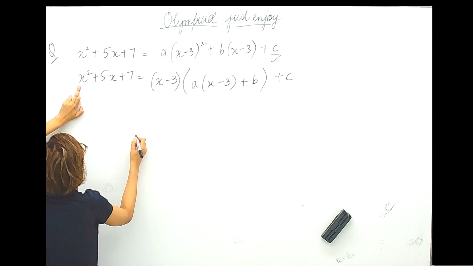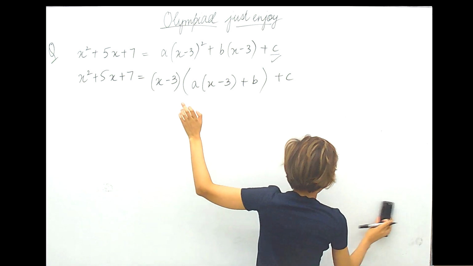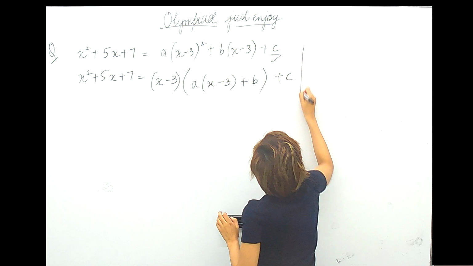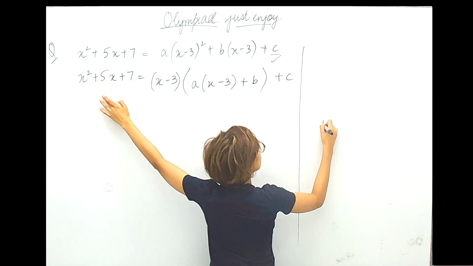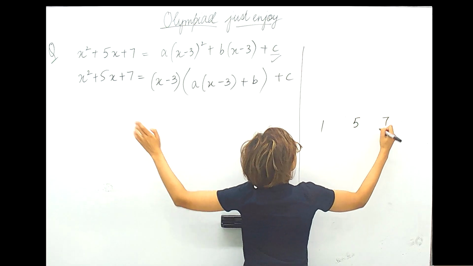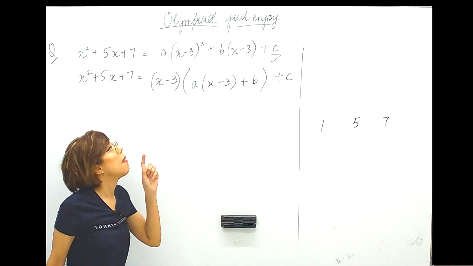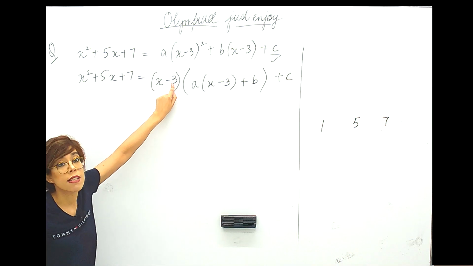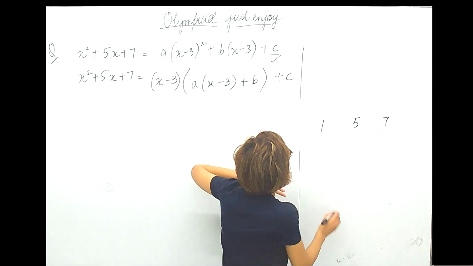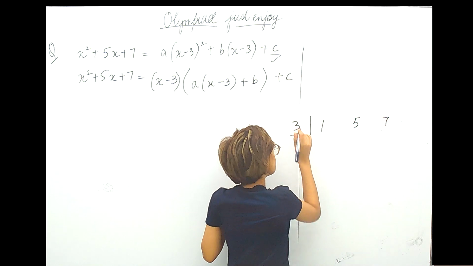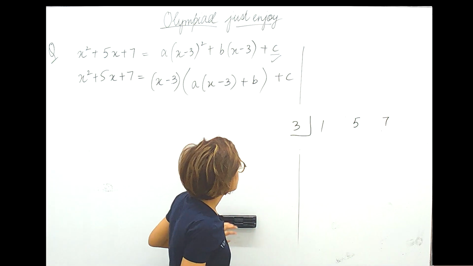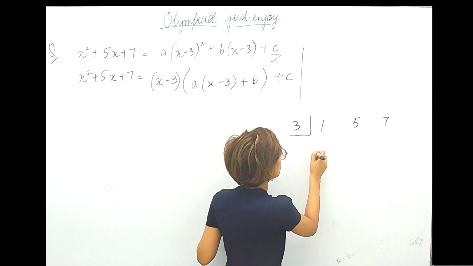So let's write it down. In fact, you write here. Right. So 1, 5 and 7. And I have divided by x minus 3. Here it is minus 3, so that means the number here has to be 3. Right. Now let's apply the method.